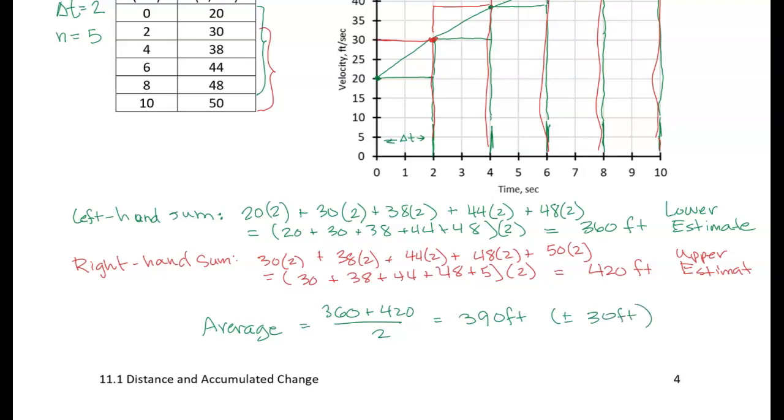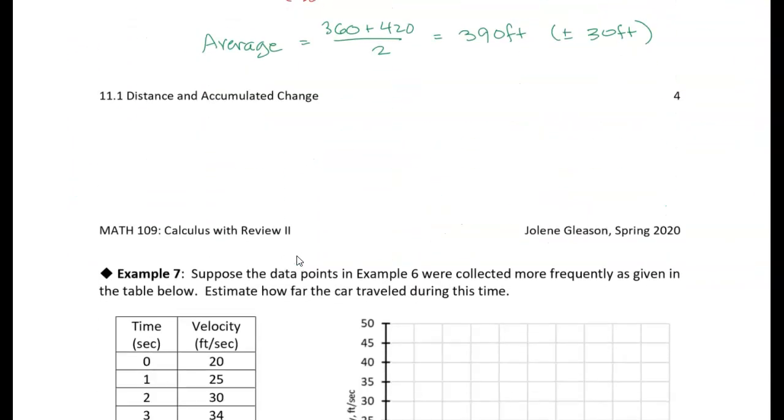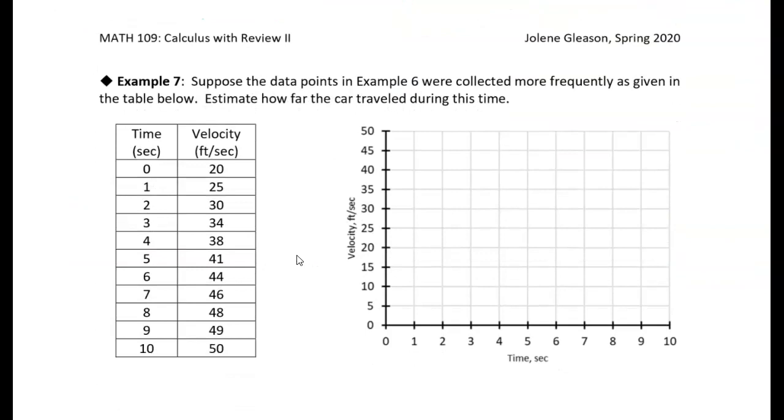So if we split that in half, we could say that this is plus or minus 30 feet. Okay, so we have a lot of error in this particular estimate, right? We're plus or minus 30 feet, so a total of 60 feet from the lower to the higher estimate. So one way that we could get a better estimate is to just have more time intervals. Here, this is the same problem, only now we've broken the time up into 10 intervals instead of 5.